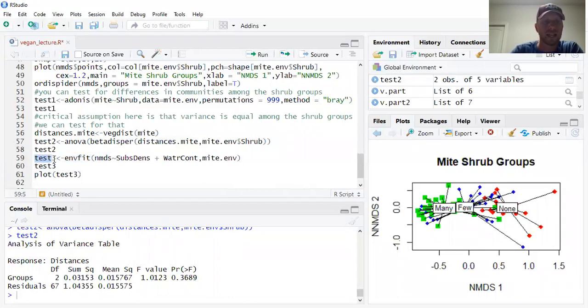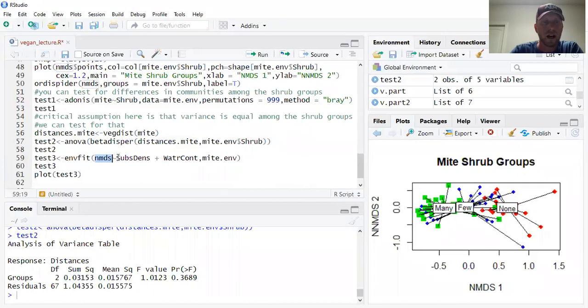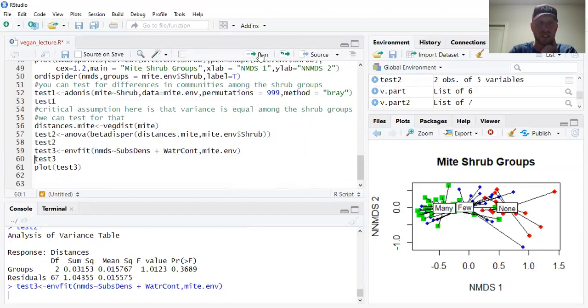We're creating an object called test3. We're using the function envfit. Our response is the NMDS that we made earlier. And then we're trying to predict community structure in that NMDS using substrate density plus water content. And those variables are housed in the data frame mite.env. So we can run that. And we get this object called test3.